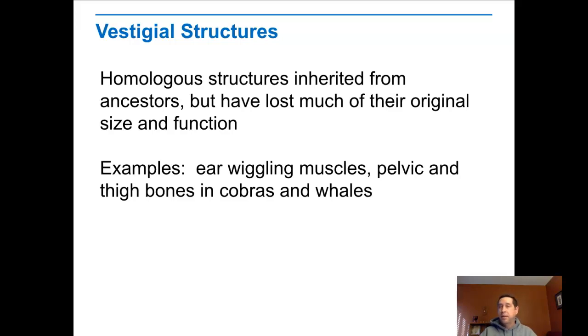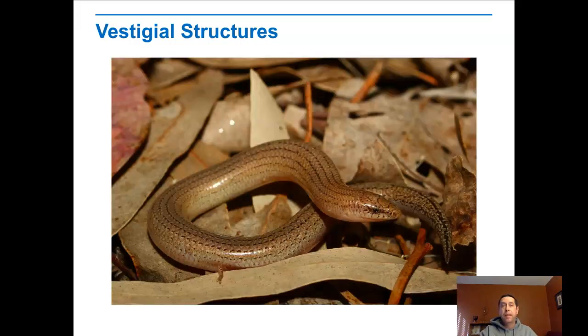Vestigial structures are homologous structures inherited from ancestors, but they've lost much of their original size and function. In humans, we have ear-wiggling muscles and pelvic and thigh bones, and cobras and whales would be examples. Some things we used to think were vestigial, we found purposes for, like the human appendix, which is a breeding ground for beneficial bacteria. As we're starting to learn more about the microbiome, all the living things that live in our body, we see how they play an important role in our health.